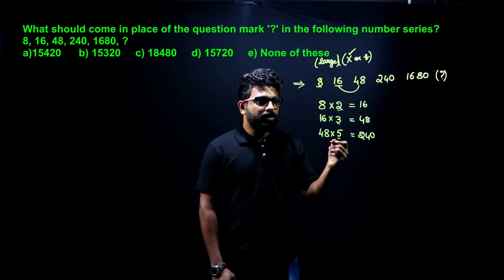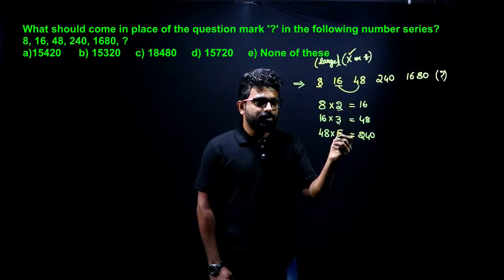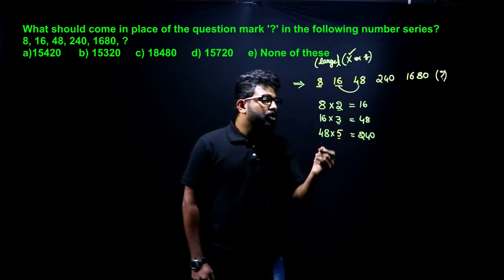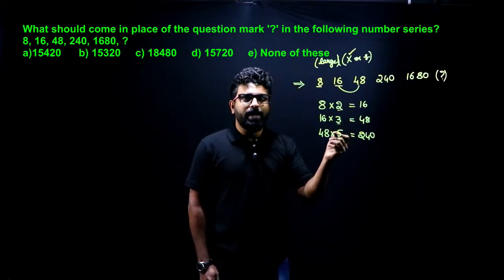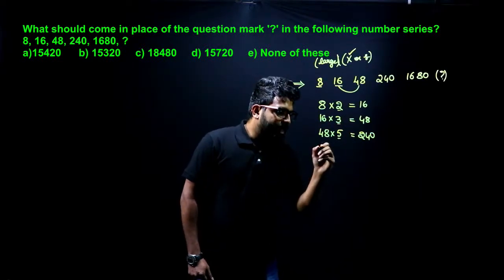So please answer. What are 2, 3 and 5? What numbers are they? Very good. Very good, Nandini. They are prime numbers. So what is my next prime number after 5? 7. Very good. I'll check with 7.